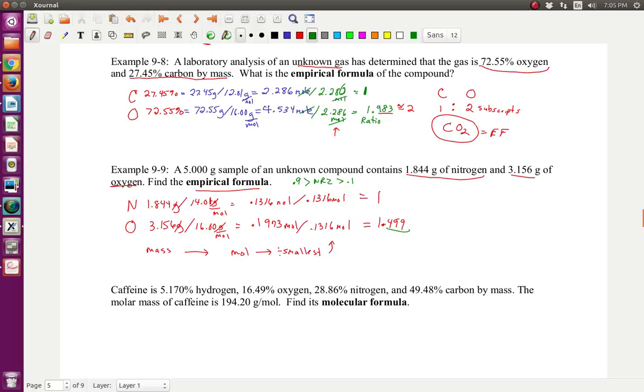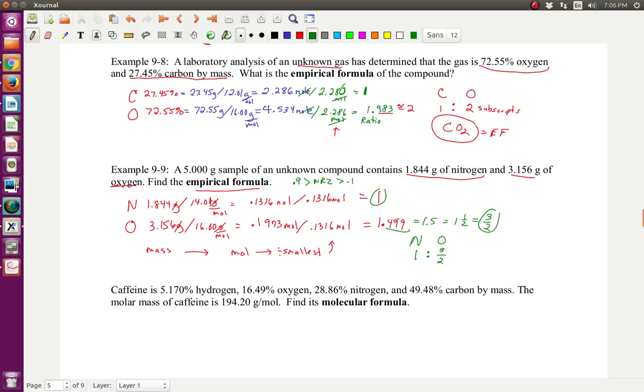I cannot round. So when I cannot round, here's that extra math. I first turn this decimal into a fraction. So this is about 1.5. Now I'm going to take that 1.5 and turn it into an improper fraction. So 1 times 2 is 2 plus 1 is 3, so 3 halves. Now let's write down the ratio. We have nitrogen and oxygen. Nitrogen is a 1, and oxygen is 3 halves.